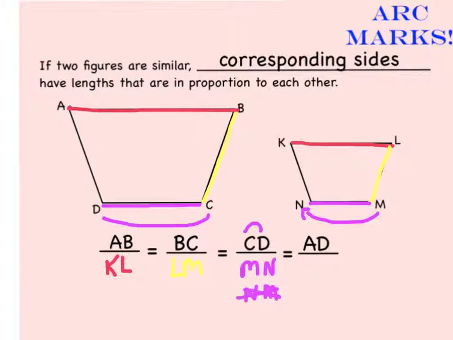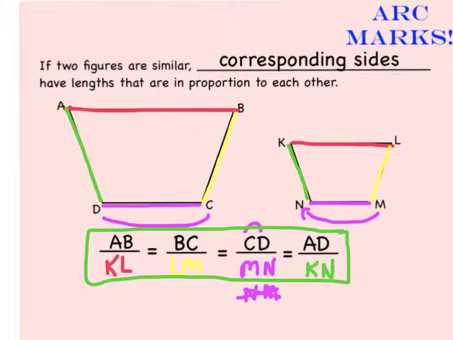And last but not least, we're looking at side AD. Now I'm starting here at the top and going from A to D. Remember, that means I want to start in the same position and move in the same direction when I'm naming the corresponding piece. So that's going to correspond with side KN in my smaller figure. And this right here is what's called a proportion statement about the sides of our similar figure.